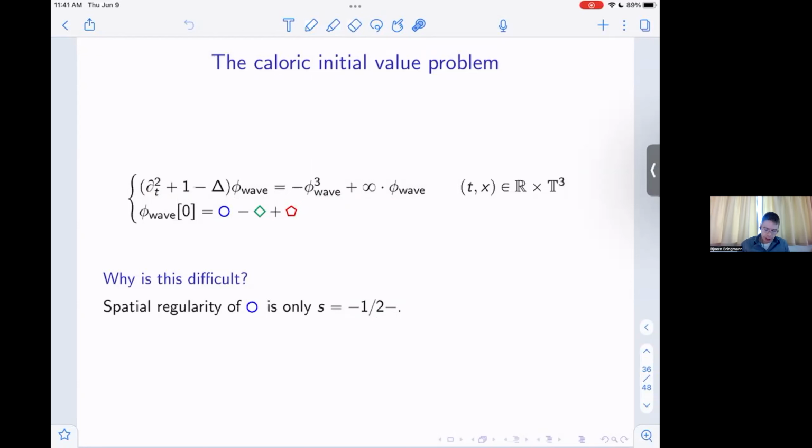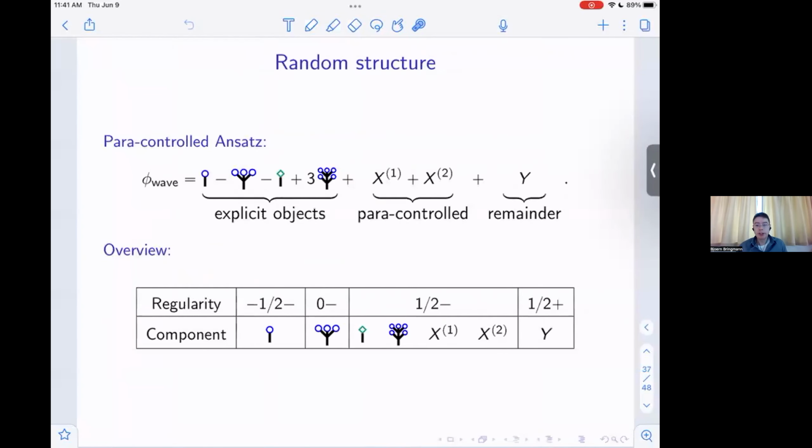In order to use these probabilistic properties, we make a para-controlled ansatz. So our solution phi wave will be written as a sum of 7 different objects. I'll explain what all of these objects are in the next couple of slides. For now, let me just mention that the first 4 are explicit stochastic objects. The 5th and 6th ones are different para-controlled components. And the last one is a remainder. So for this remainder, we don't really use much structure. We just use that it's going to be smoother.